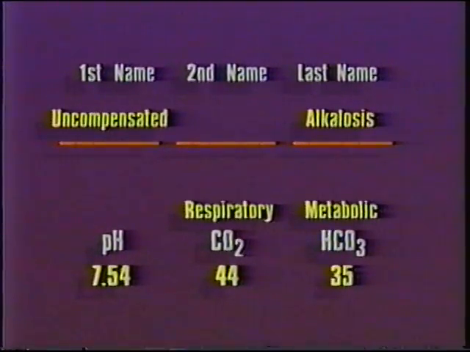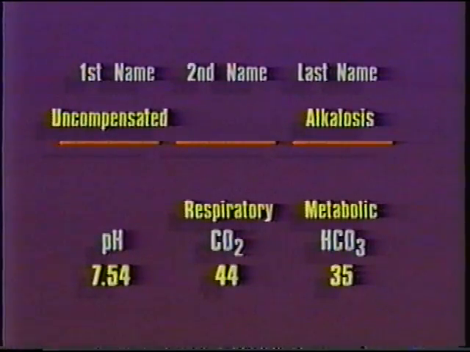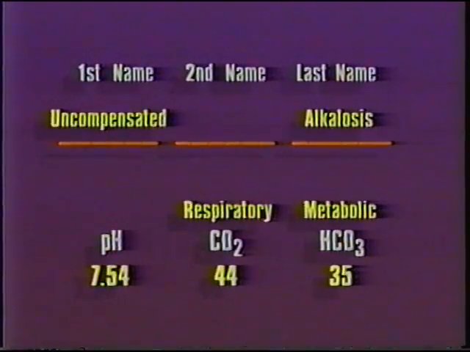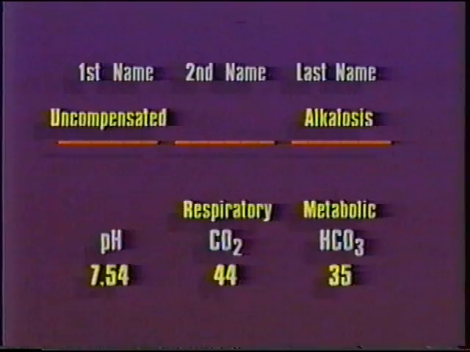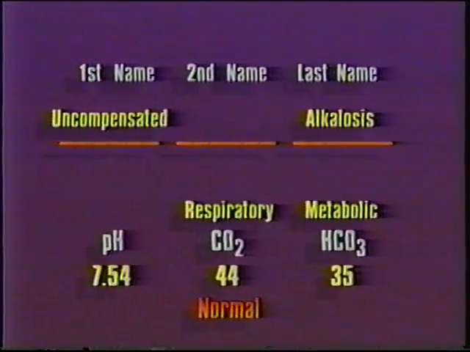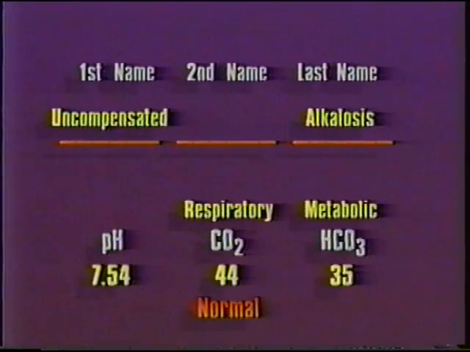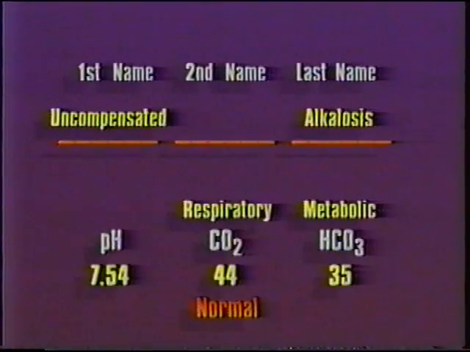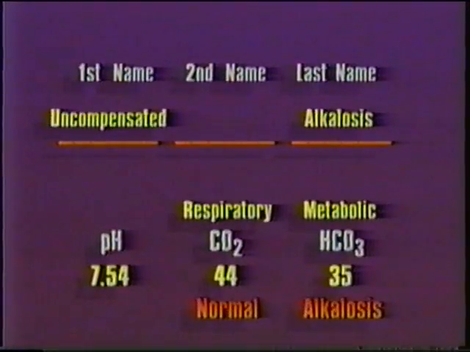The CO2 is 44. Look at your normal lab values. Is 44 acidotic, alkalotic, or normal? It's normal, so write normal under the CO2 value of 44. Now look at the HCO3. It's 35. Is this acidotic, alkalotic, or normal? It's alkalotic, so write alkalosis under the HCO3 value of 35.